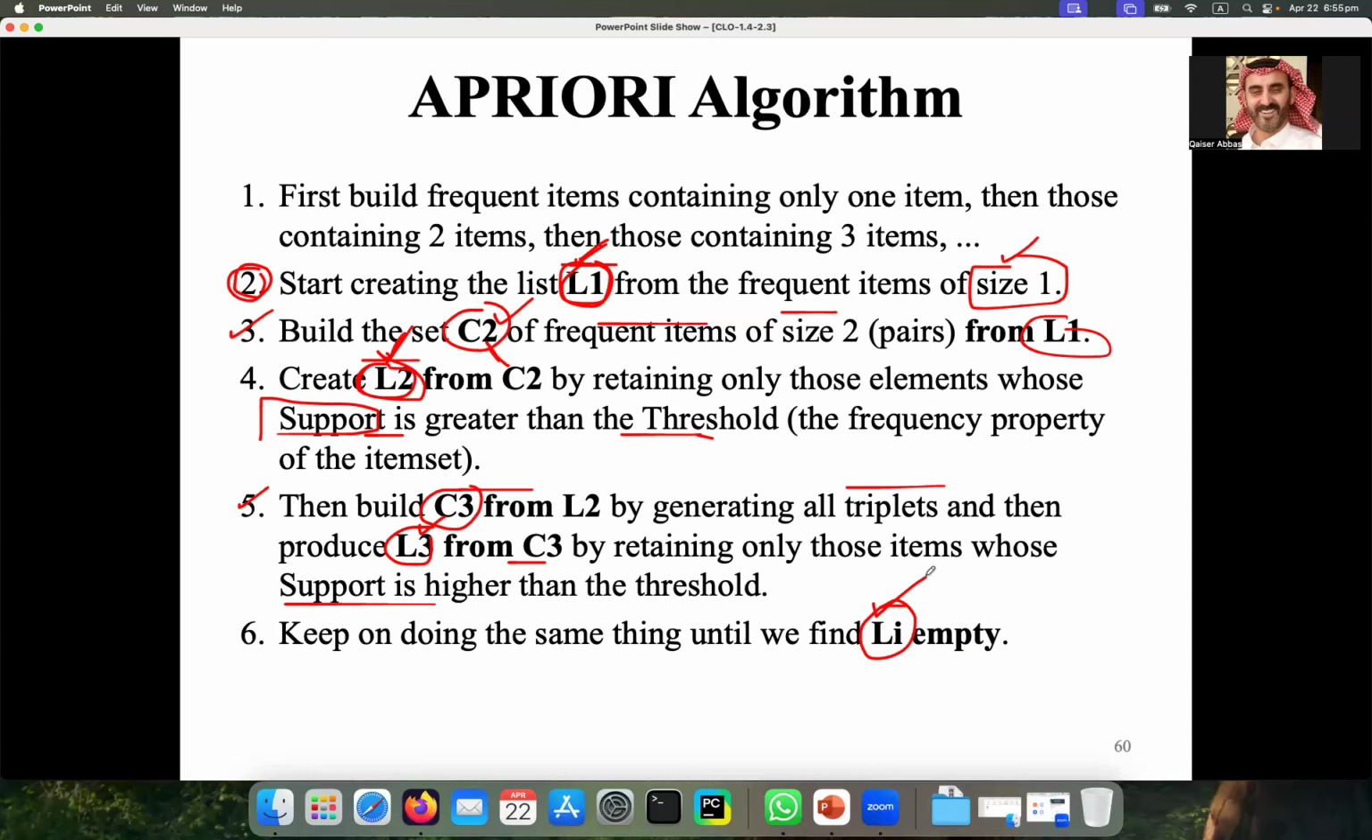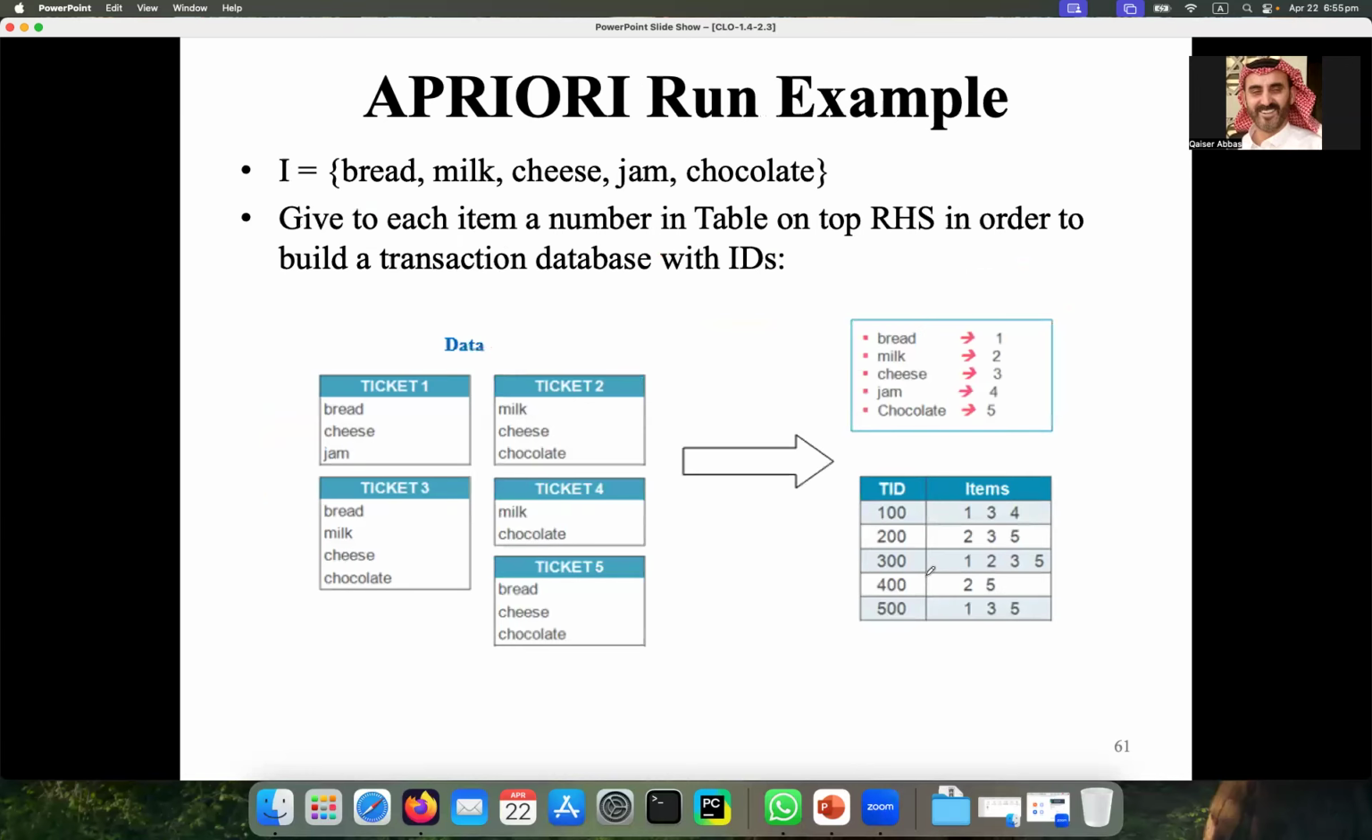Now, we will run this algorithm over an example. Here, an Apriori run example. And here we have this item set: bread, milk, cheese, jam, chocolate. First, we are creating our data. Before running the algorithm, we should have some data. So that's why this is our item set: bread, milk, cheese, jam, chocolate.